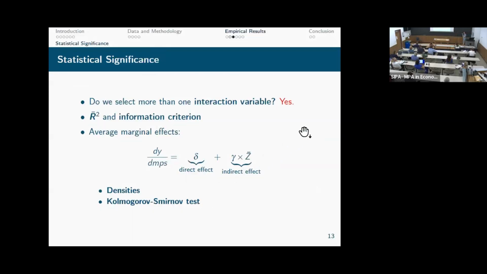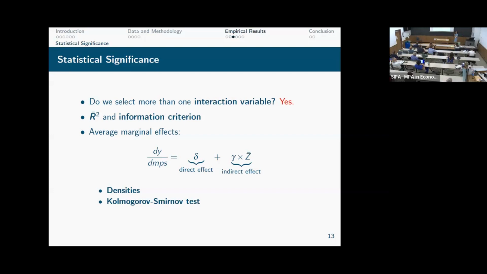And the third thing that we can check is actually average marginal effects. Here, by average marginal effect, what we are doing is taking the derivative of the left-hand side, in that case, 5-year, 10-year yield or inflation linked swaps, with respect to the monetary policy shock. And here, we will have two different effects. The first one comes through the direct effect of the shock itself, because we include MPS in the regression. Plus, we will have an indirect effect, and this represents the effect of the shock operating through interaction and then affecting the left-hand side variable.